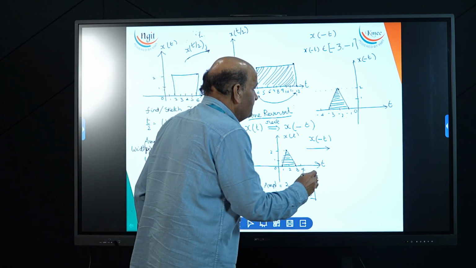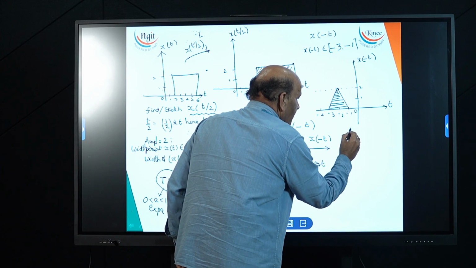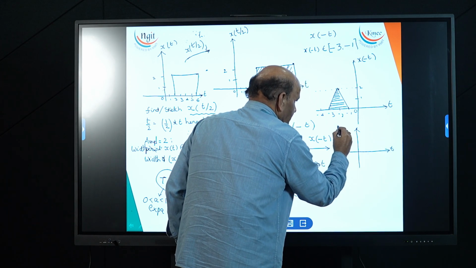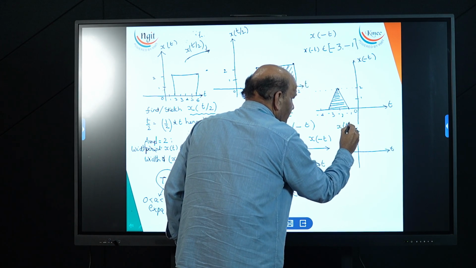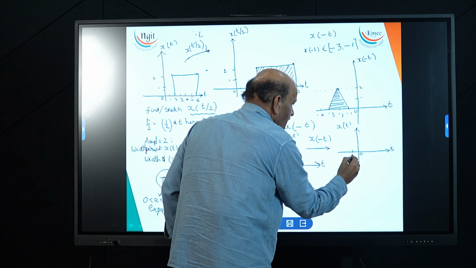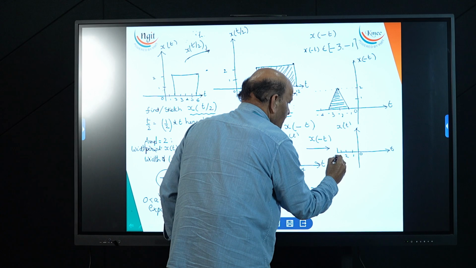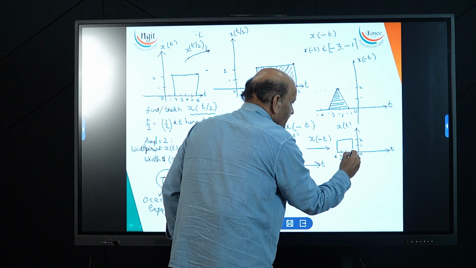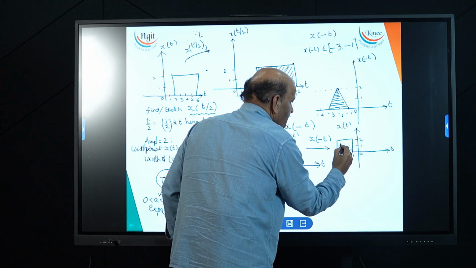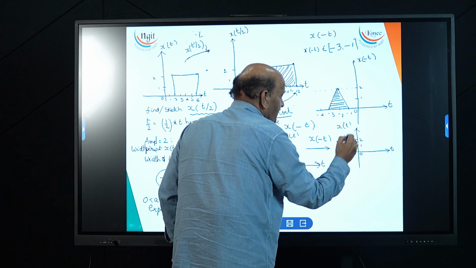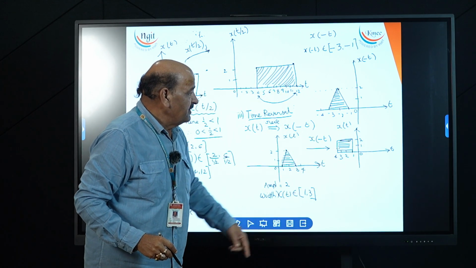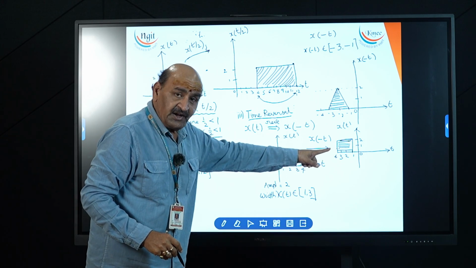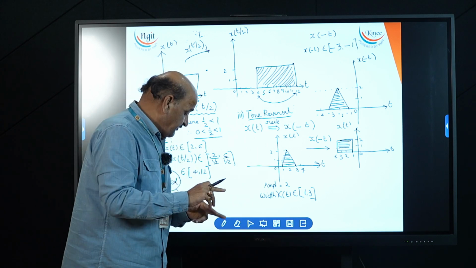For example, just look at, there is a signal. The signal is like this. This is t and this is x of t. For example, 0, 1, 2, 3, 4. Amplitude, for example, height is 2. This is the signal x of t. In the previous case, we used a triangular signal. Here we are using a rectangular signal. For understanding purpose, we are using different signals.